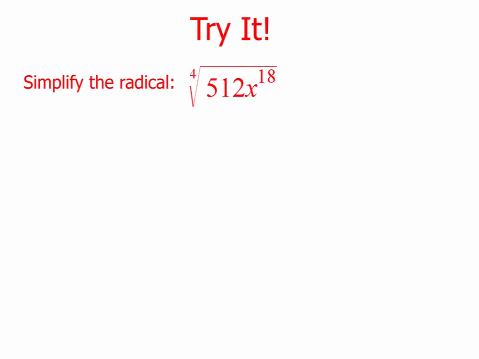All right, so I'm going to leave you with this try it problem. I want you to simplify this radical, the 4th root of 512 x to the 18th power.